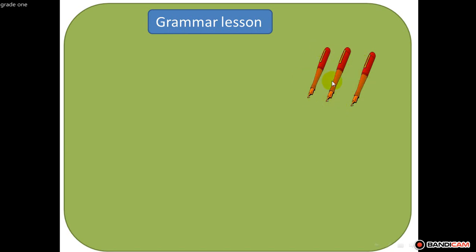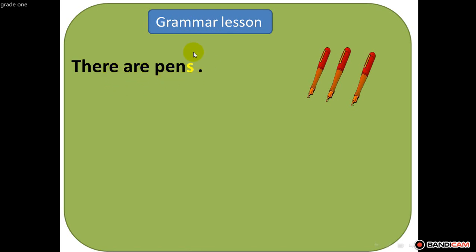Would you please look at this picture and tell me, what can you see? A pen? Very good. But look carefully. How many pens are there? So let's count. 1, 2, 3. So there are more than one. There are 3 pens. So I'm going to say there are pens.